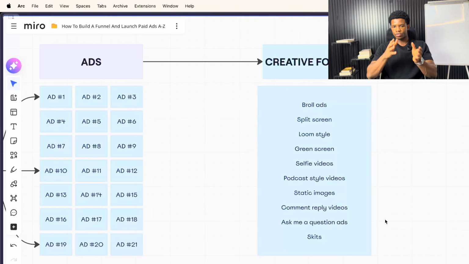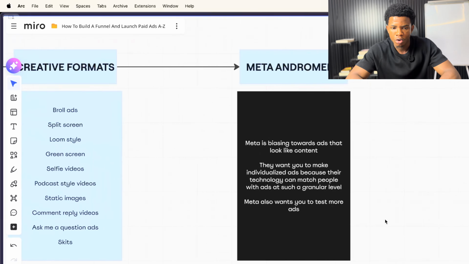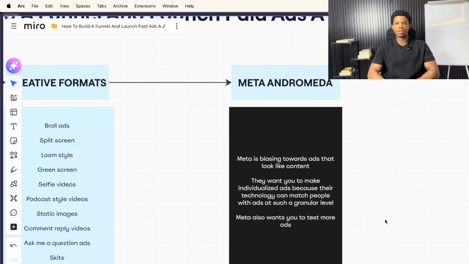So again, with these creative formats, you can just test a couple of them, 4 or 5 of them, and you're going to absolutely rip, because the algorithm is heavily biased towards ads that look like content. When you do that, my friend, you're going to have a really, really good time. So going on to the other one, Meta Andromeda, this is one that people actually still confuse, right?